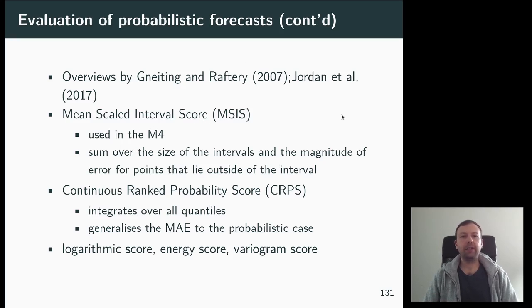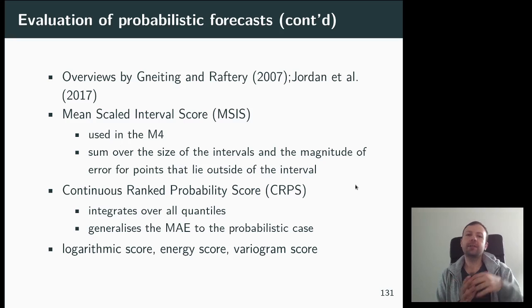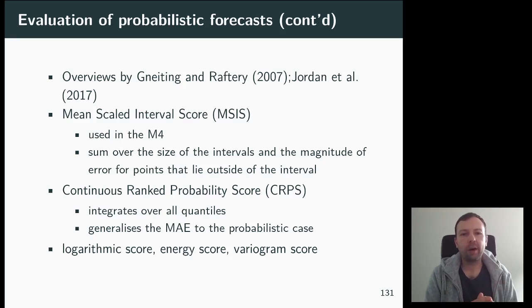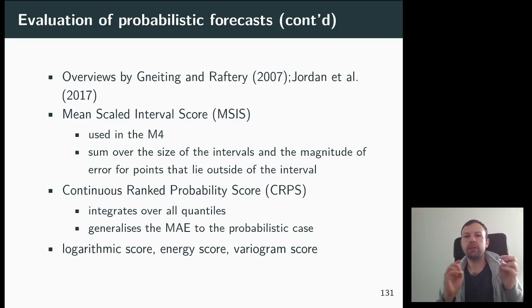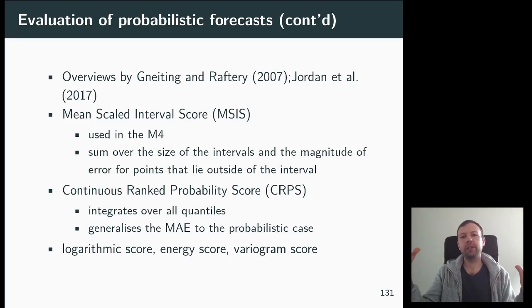There is this mean scaled interval score, which was used, for example, in the M4 competition. So it is like this hit-miss rule. However, when you miss, for all of the forecasts that are outside of the interval, you sum the size of by how much they were outside of the interval. Yeah, so that works. And then another thing that is often used is the continuous ranked probability score.